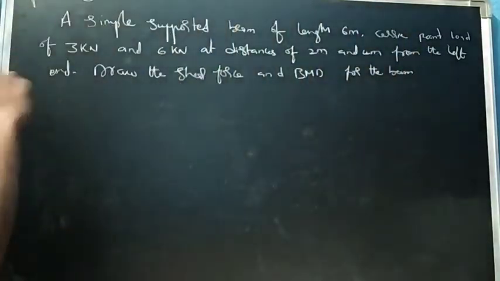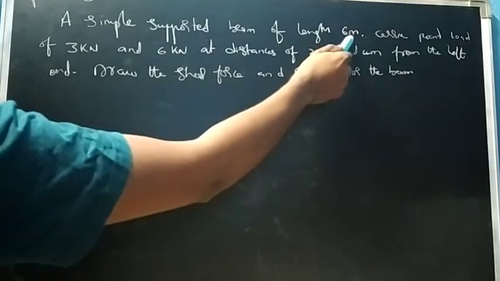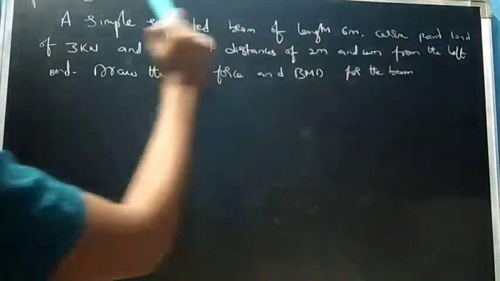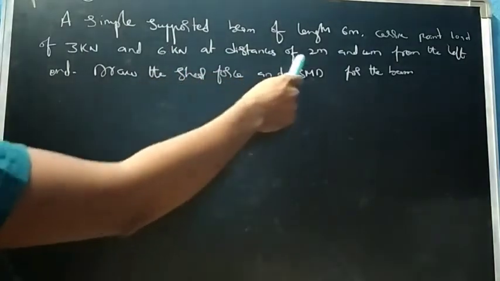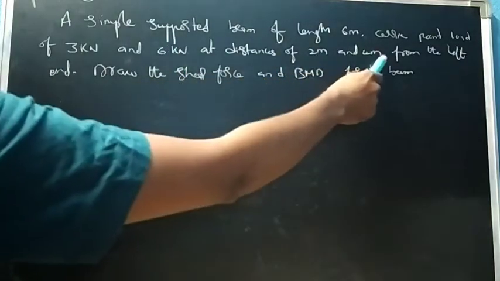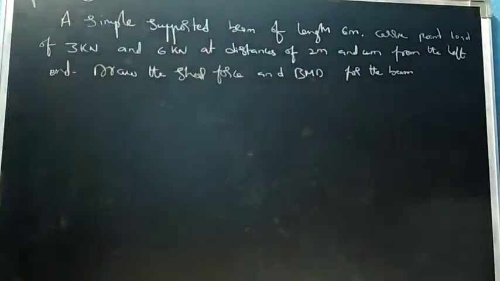Okay, I will repeat the question. A simply supported beam of length 6 meters carrying point loads of 3 kilonewton and 6 kilonewton at distances of 2 meters and 4 meters from the left end. Draw shear force and bending moment diagram.